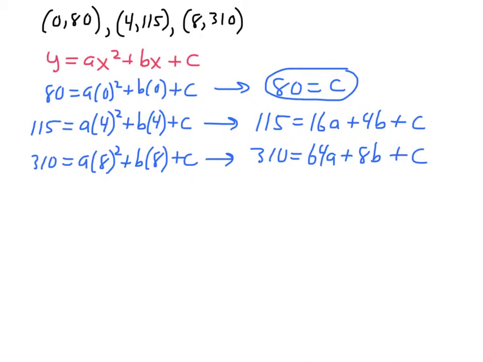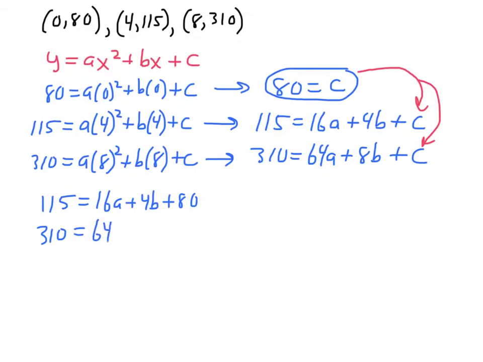Okay, now we'll actually take this. We know c is 80, so we'll plug that in for c in both of those equations. And that will give us 115 equals 16a plus 4b plus 80. And in the second one, we'd have 310 equals 64a plus 8b plus 80. And then we want to subtract 80 from both sides of these equations.